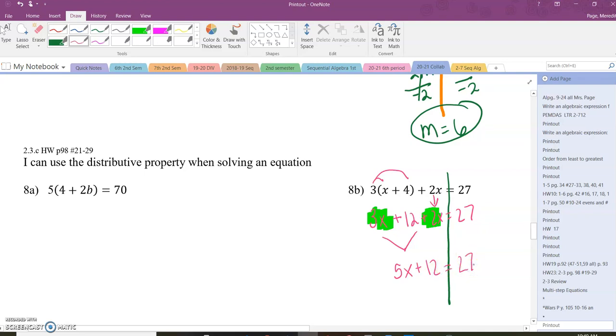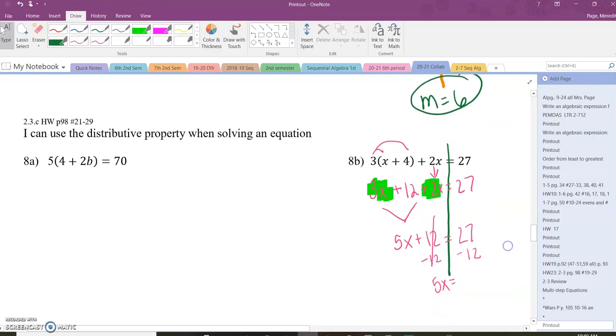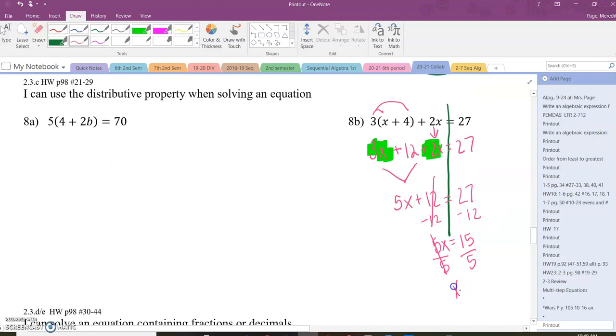Now, I have 5x plus 12 equals 27. I got to move that 12 over to combine with 27. So then we get 27 minus 12, which is 15. Last step is to divide by 5. Cross those out, and x equals 3. You guys can go ahead and do 8a by yourself.